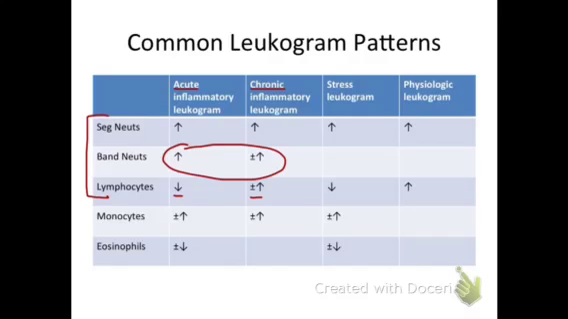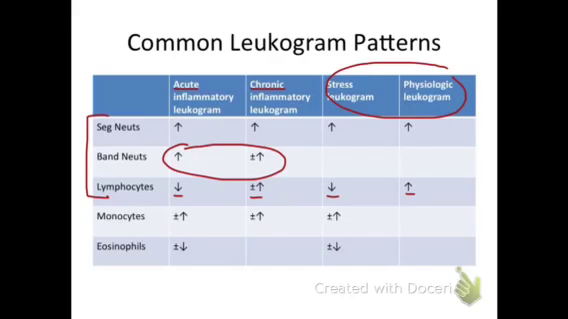A mild neutrophilia without a left shift and without toxicity is most likely to be a stress or physiologic neutrophilia. And then you look at what the lymphocytes are doing. If there's a lymphopenia, it's a stress leukogram. If there's a lymphocytosis, then it's a physiologic leukogram.